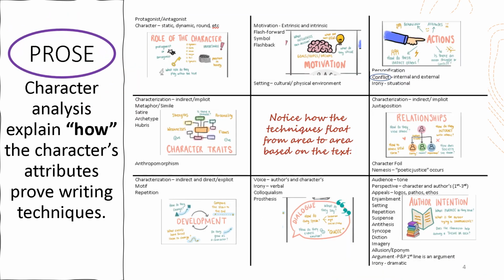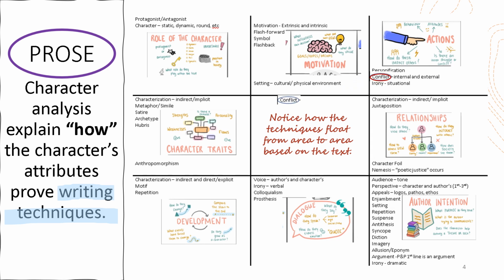For the prose essay, when you apply literary devices or elements to the ACE character analysis guide, you are trying to explain the details of how the character's attributes prove the writing techniques of the author. The study guide that's on the screen actually has literary devices in it from the novel Of Mice and Men by John Steinbeck. Notice how the literary devices can float from square to square.